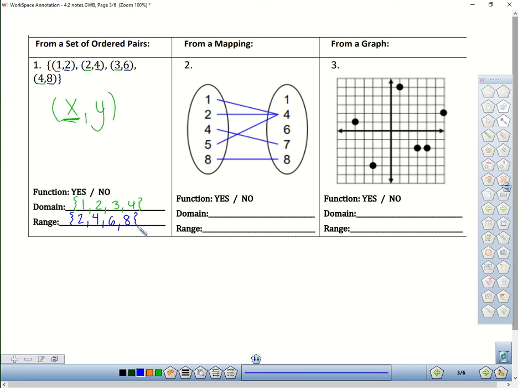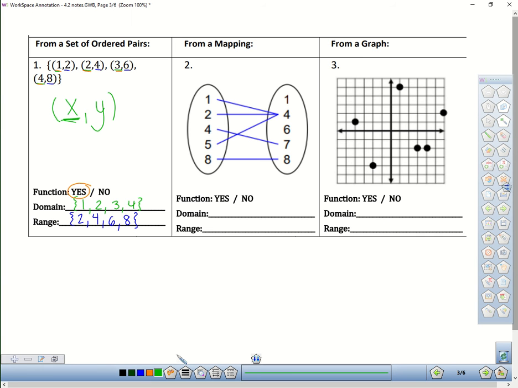And we also want to identify, back from your 4-2 lesson, is this a function or not? Yes, it is a function because it has all unique y values. No repeating x values to different y values. So this is a function. We learned about functions on Monday.